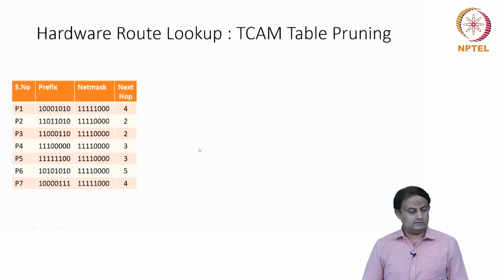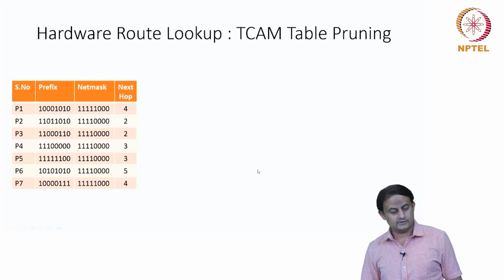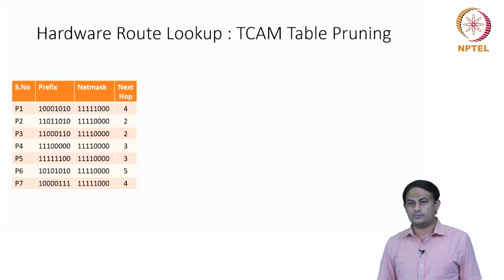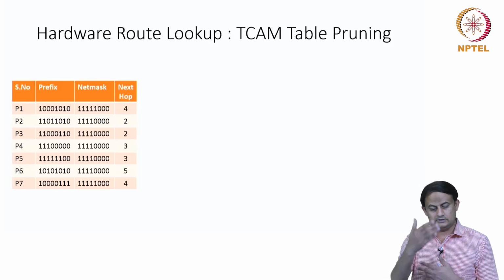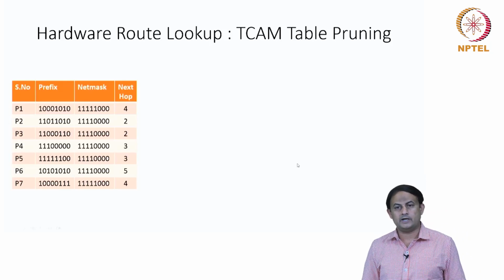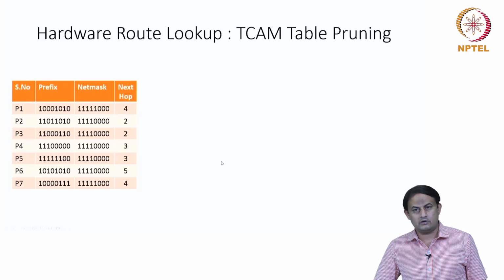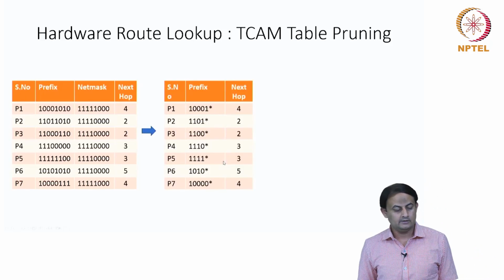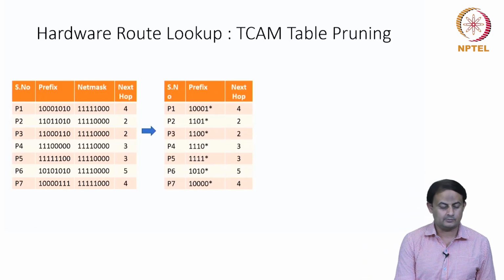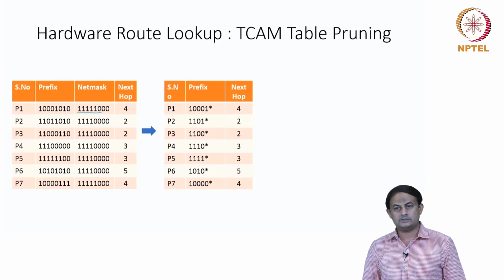So here is a table which has 7 prefixes, and for the sake of convenience I have taken 8-bit prefixes, and the third column shows the net mask. The fourth column indicates the port number on which this particular packet needs to be forwarded. As usual, the first thing is to convert these entries, which are not in prefix format, into prefix format, taking the net mask into account. For example, the net mask for the first entry says you take the first 5 bits and ignore the next 3 bits.